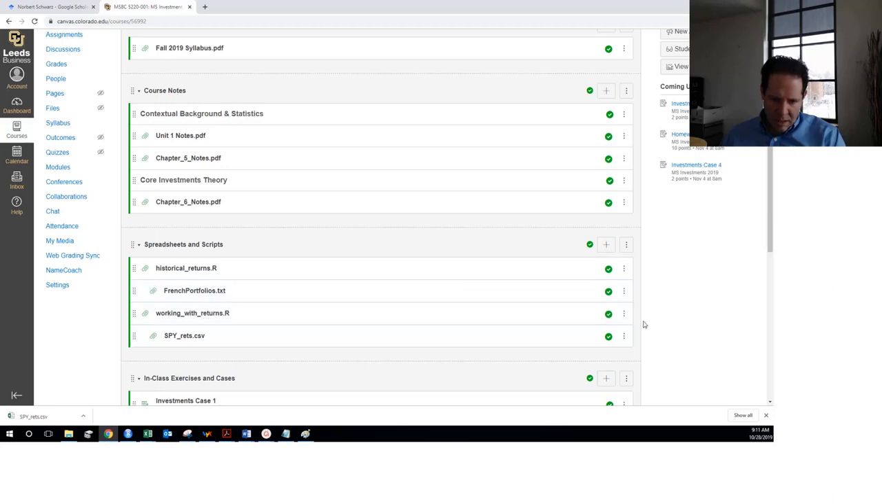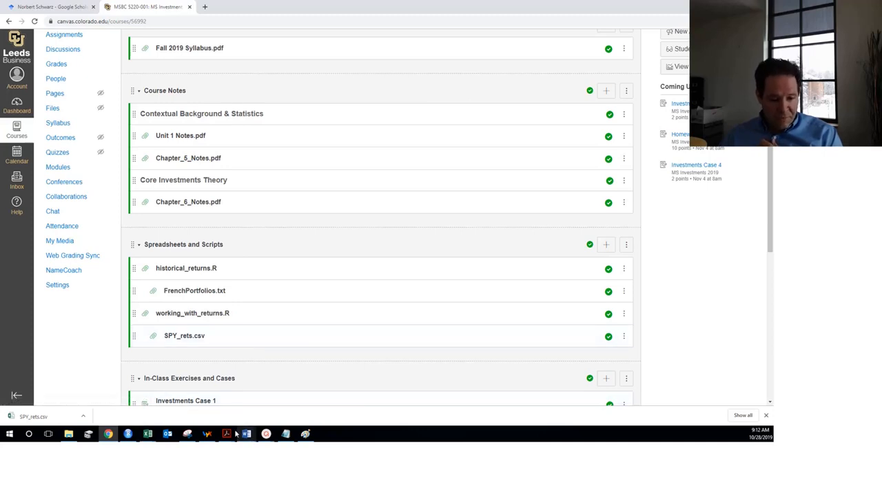If you're following along, we have this script working with returns, and then we need to download to a folder where we know where it's saved, this spyrets.csv. This was downloaded from Yahoo Finance and gave us returns on the exchange traded fund SPY, which tracks the S&P 500. Part of the goal is to show you what returns look like in practice, and in particular to think about whether they look like a normal distribution or not, because that's going to be central to whether we think standard deviation is a good measure of the types of risks that we face.